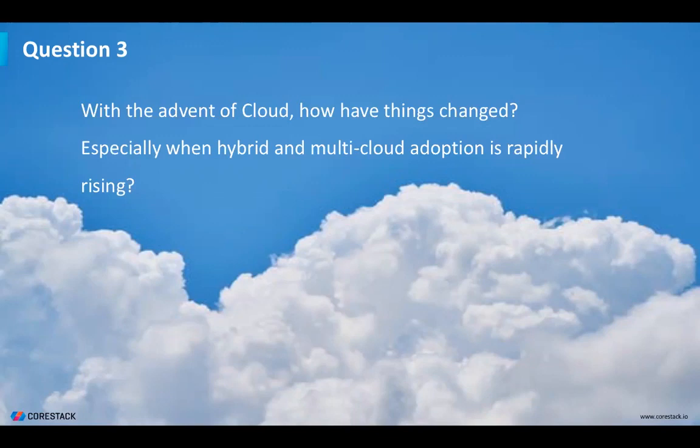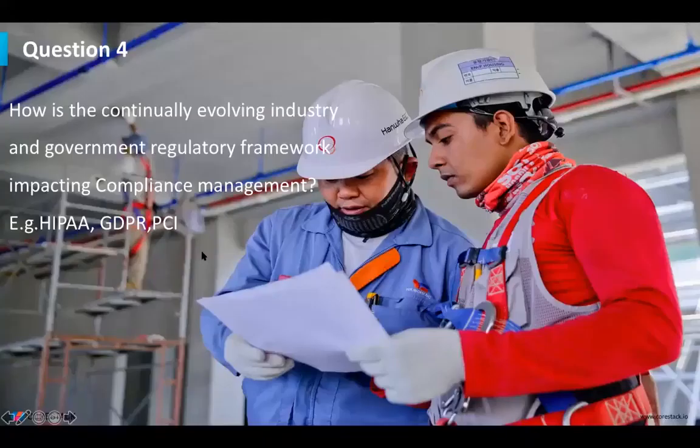Perfect. So let's move to the next question, Sabha. This talks about the industry and government regulations, which are constantly evolving and becoming stringent. Examples: HIPAA, GDPR, and PCI. Can you please throw some light on how this is impacting compliance management?